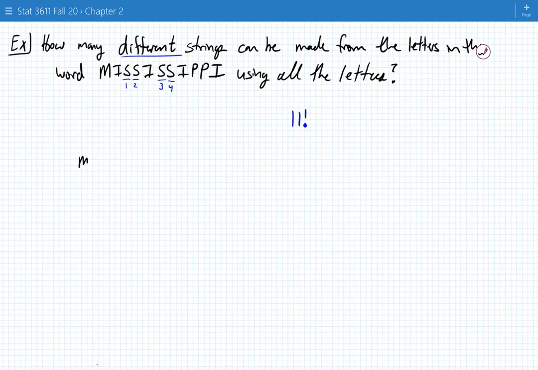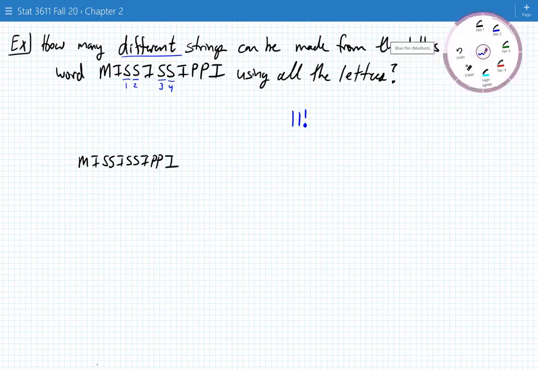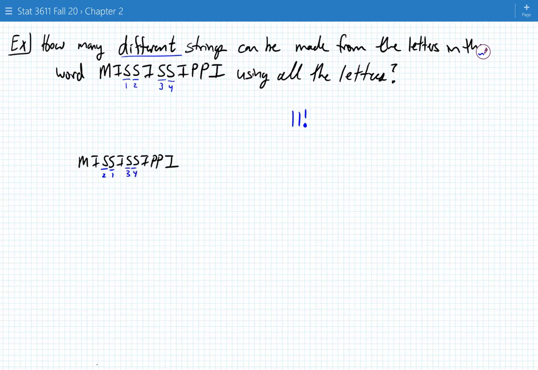But if I have Mississippi, and I say, well, this is actually number 2, this is number 1, this is number 3, and this is number 4. These are not different strings. These are the same. But there's more ways for this to happen, right? Because I can reorder my S's and you can't tell the difference, right? If these are not labeled, you cannot tell the difference, and they are not labeled. We have 4 S's.